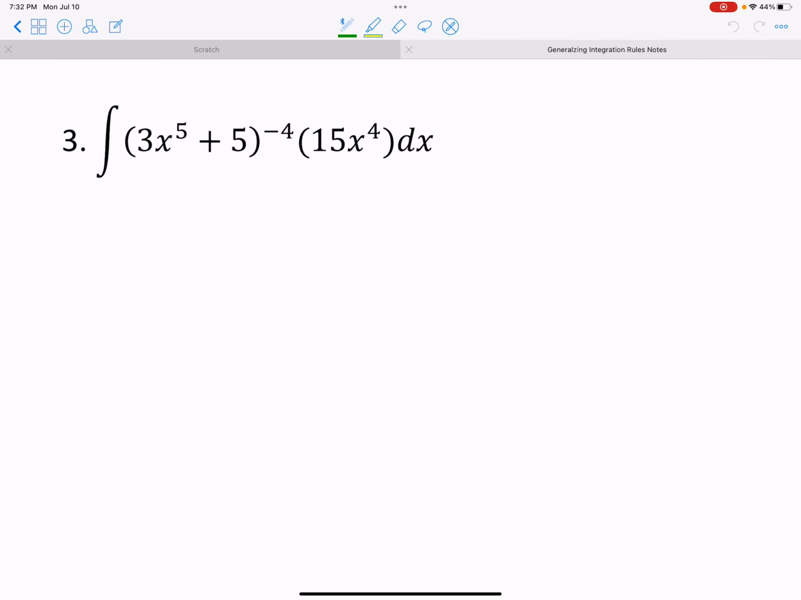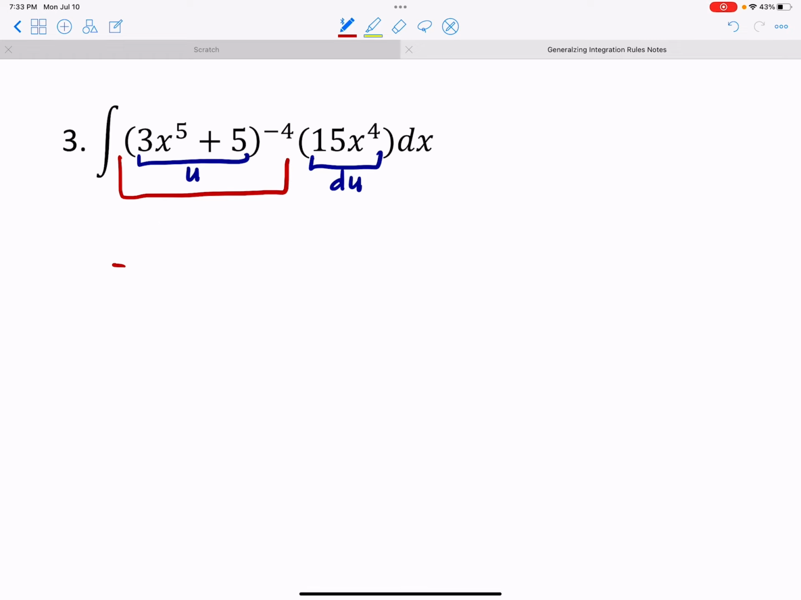So here, again, we have this composition of functions, our outer function being something raised to the negative fourth power, our inner function, let's call it u, 3x to the fifth plus 5. The derivative of that inner function needs to be a factor here, and it is, because the derivative of 3x to the fifth plus 5 is going to be 15x to the fourth, and that's what we see here. There's the derivative of u. So what I need to do is just apply my power rule right here.